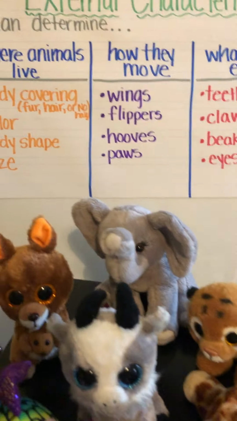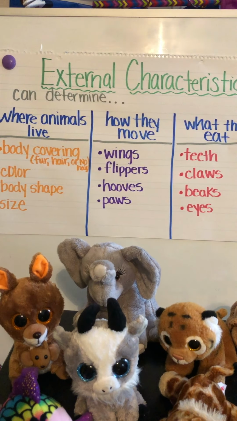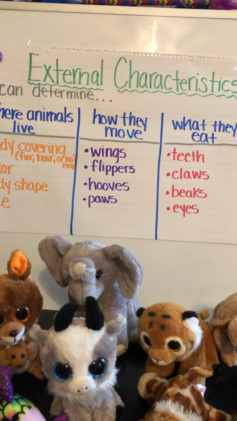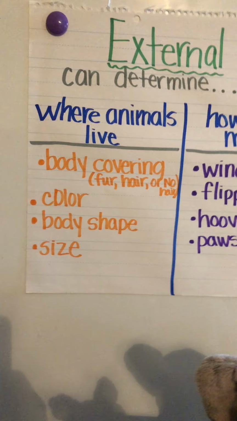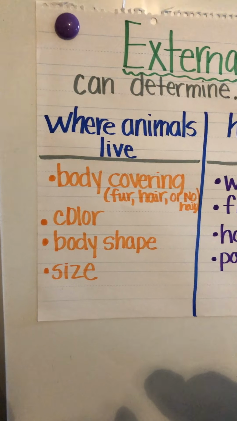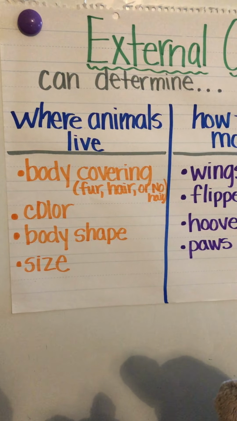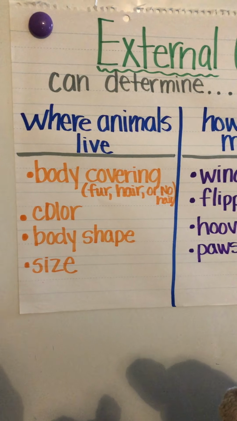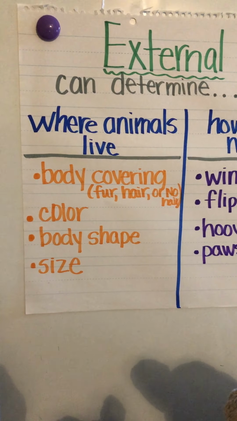Okay, so I'm going to move right along over here. Hello, my friends, they're still there. And we're going to talk about external characteristics and how they determine where animals live, how they move, and what they eat. So let me zoom in over here first on our first chart. Where animals live. It says body coverings, fur, hair, and maybe no hair. All right, so determining their type of body hair will determine where they live.